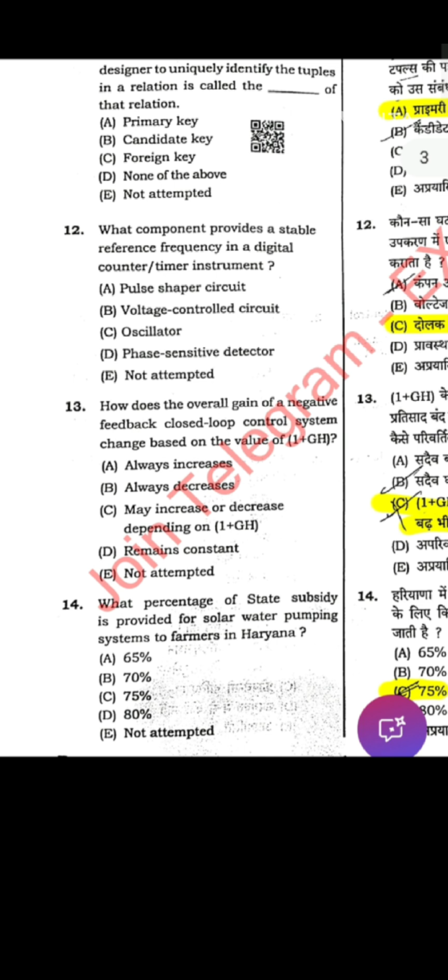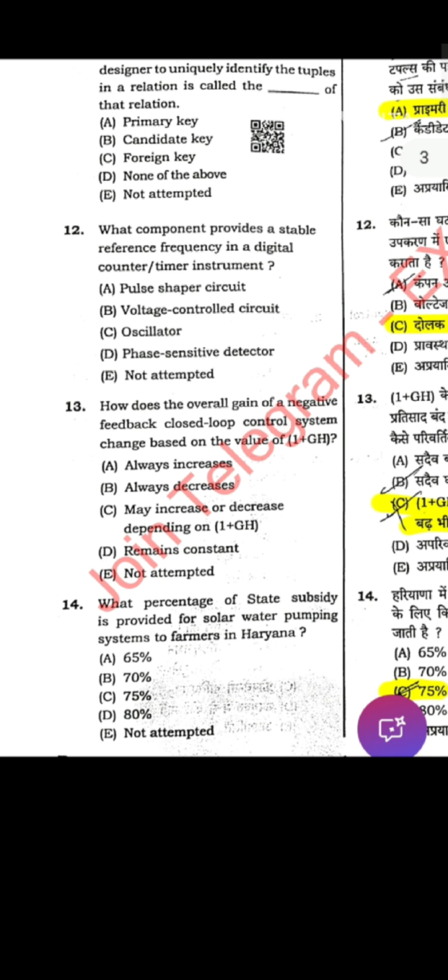What is the component that provides the stable reference frequency in a digital counter time instrument? That is called an oscillator. What is the overall gain of the negative feedback? This is right. But what percentage of state subsidy is provided for the solar water pumping system to the farmer? That is 75%.